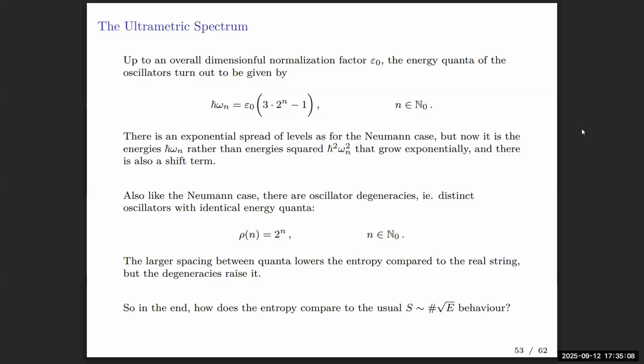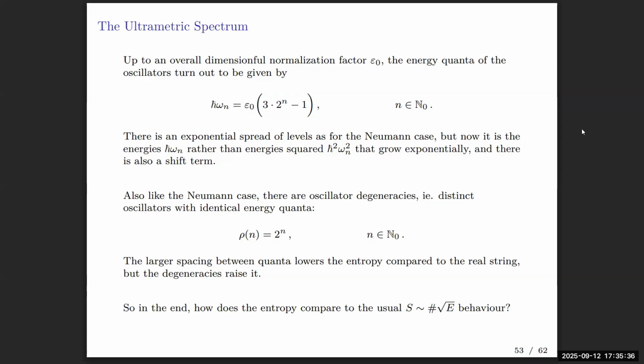So again, we get an exponential spread of energy levels like we had in the Neumann case, but now it's actually the energies themselves, rather than their square, that have the exponential behavior. Moreover, there's this offset term. And finally, like in the Neumann case, you get an operator degeneracy. This is just n. This is a mathematical fact that you get if you look at these characters on this twofold circle.